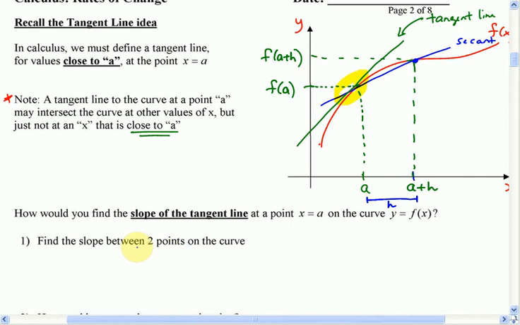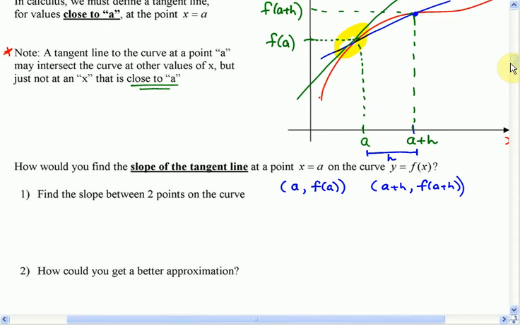So how do you find the slope between 2 points on the curve? So once again, here are my 2 points, A comma f of A, and my other point is A plus h comma f of A plus h. So using this, can you tell me how you can find the slope? Plug it into the equation from grade 10, good old grade 10. y2 minus y1 over x2 minus x1. So you can sing it.